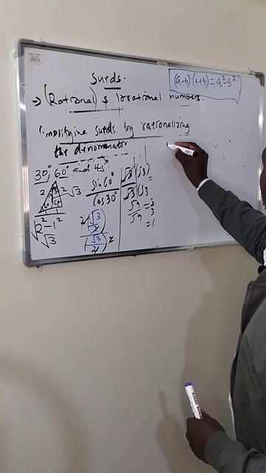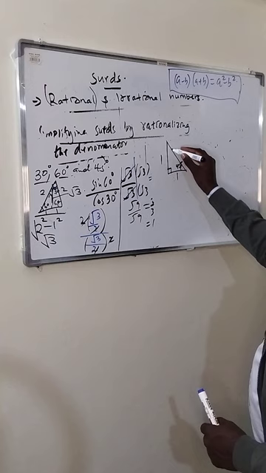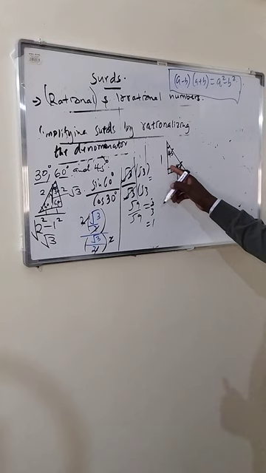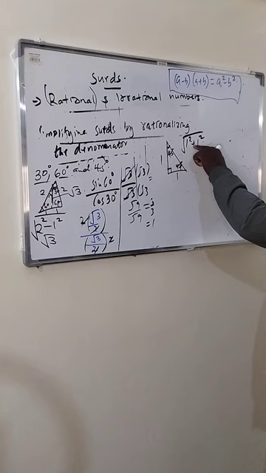For 45, I've just said, you draw a right-angled triangle whose base is 1, height is 1. This is 45, and obviously this is also 45, since 90 plus 45 plus 45 is 180. So if this is 1, this is 1, the hypotenuse will be the square root of 1 squared plus 1 squared. So 1 squared is 1, plus 1, 2. So the hypotenuse will be root 2.